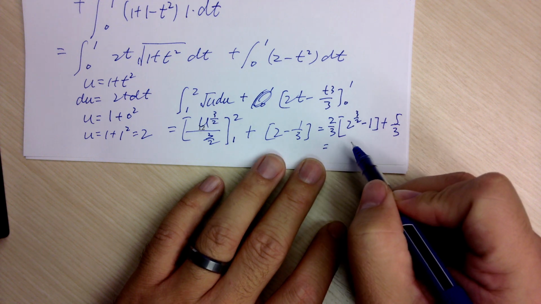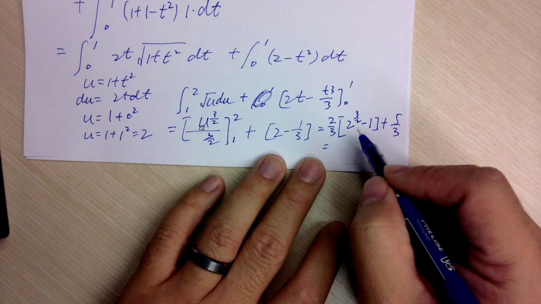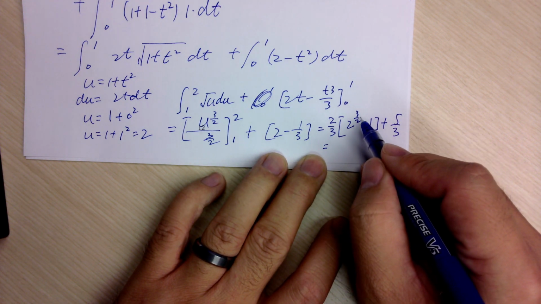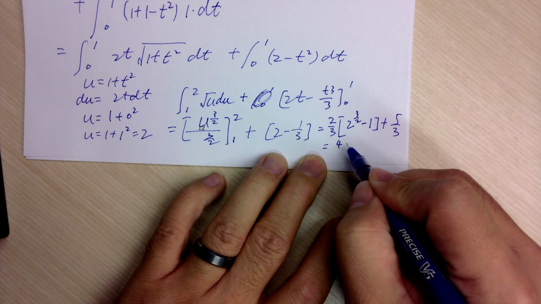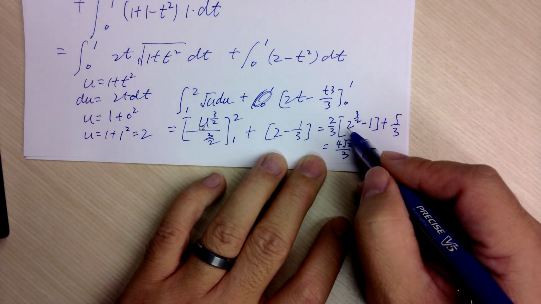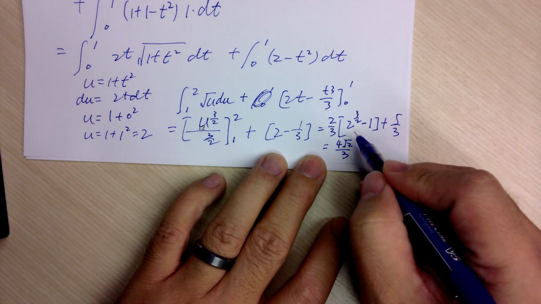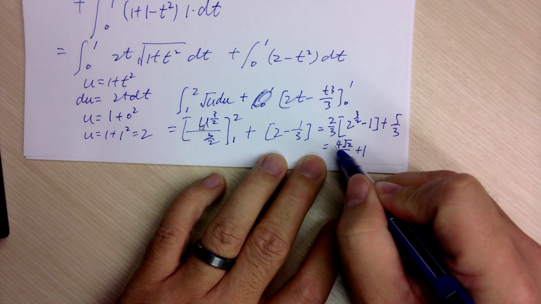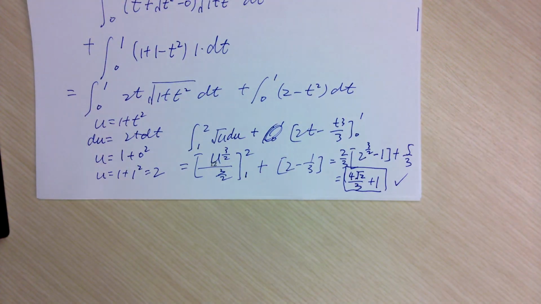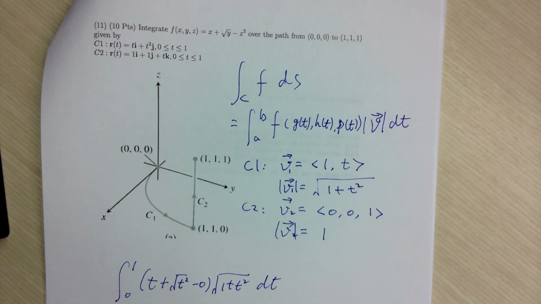So it turns out what we have here is 2 to the power of 5 over 2, so it's 4 square root of 2 over 3 minus 2 over 3, and then plus 5 over 3, so that will give us 1. So yeah, that's how to work on this problem. It's also a very simple, very standard line integral problem.